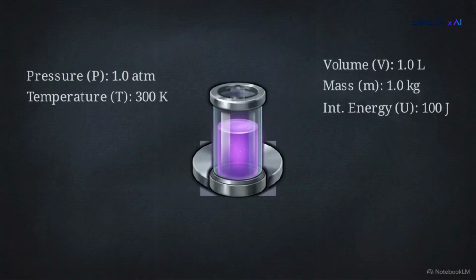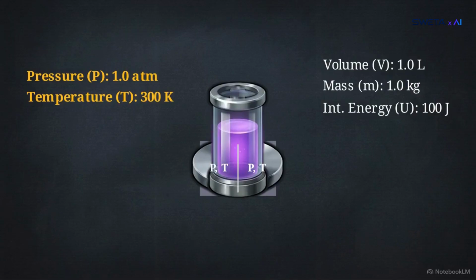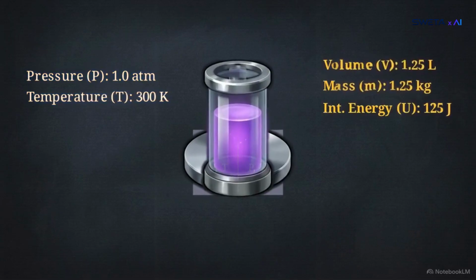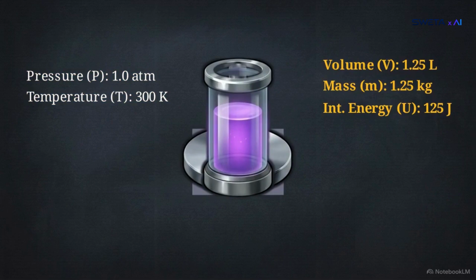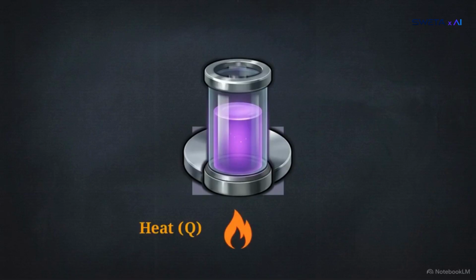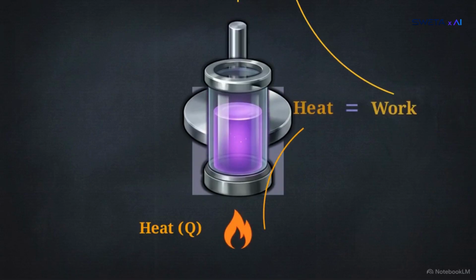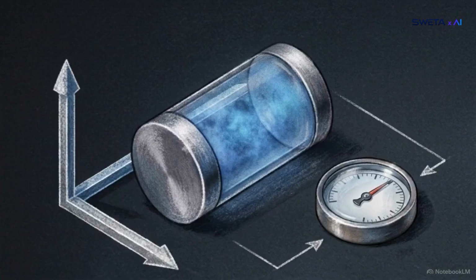We measure macroscopic properties to define the system's state. Pressure and temperature are intensive variables, unchanged by gas amount. Volume and mass are extensive, scaling directly with the system's size. By focusing on these macroscopic state variables, we gain the ability to calculate and predict how heat will convert into mechanical work.